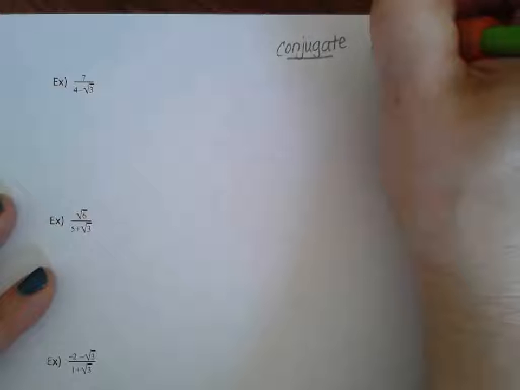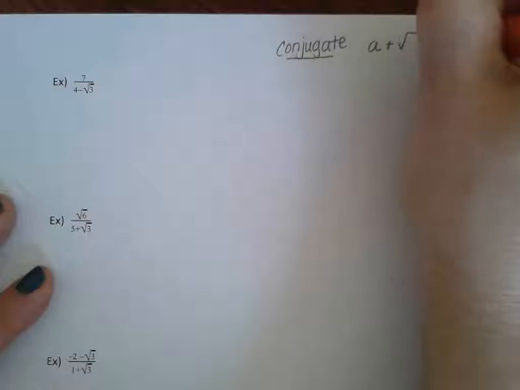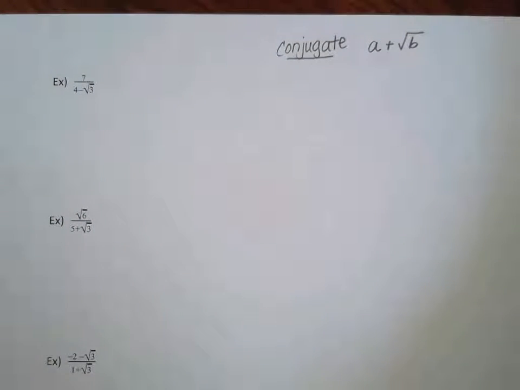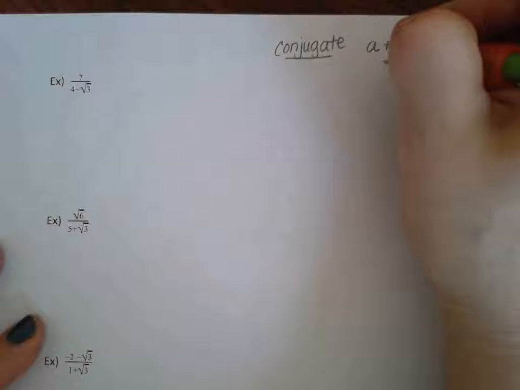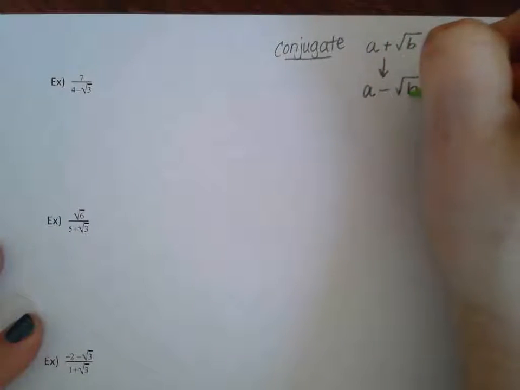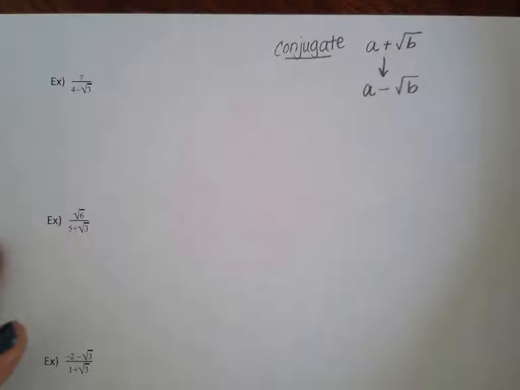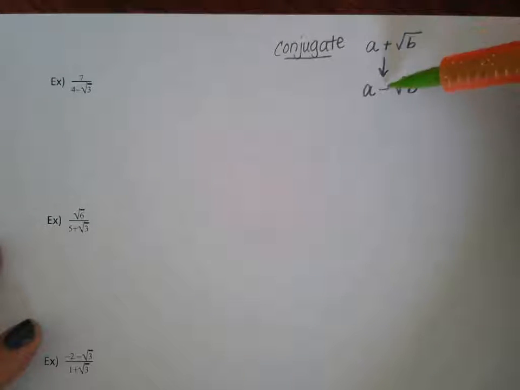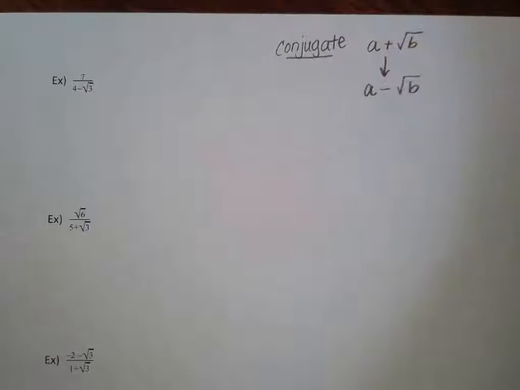Let's say you had a plus the square root of b, where a and b are both integers. This is the most general form of a conjugate. The conjugate for this would just be a minus the square root of b. So in short, a conjugate is just the same thing, only with the opposite sign in the middle. Only in the middle. That's all you have to change.